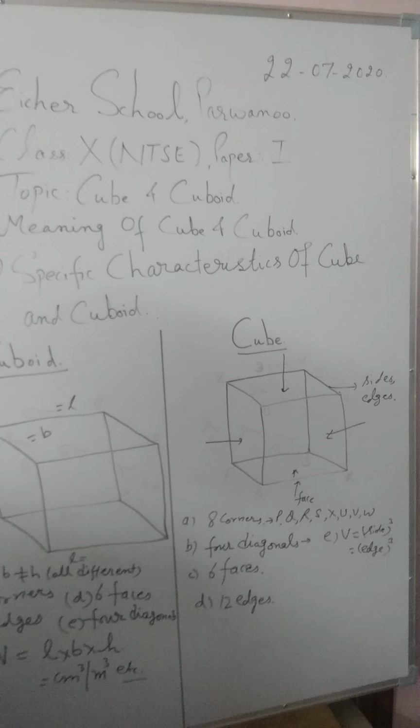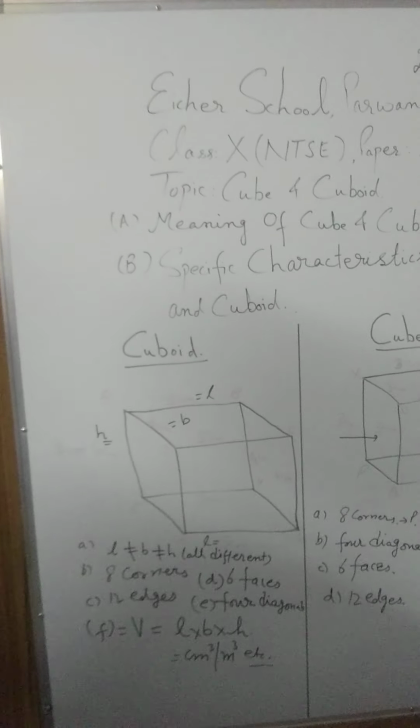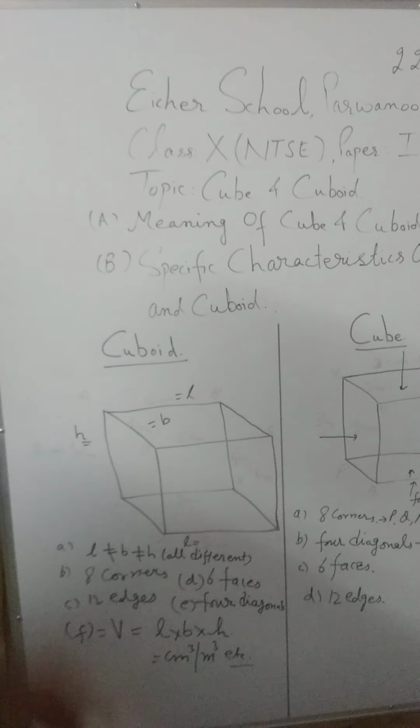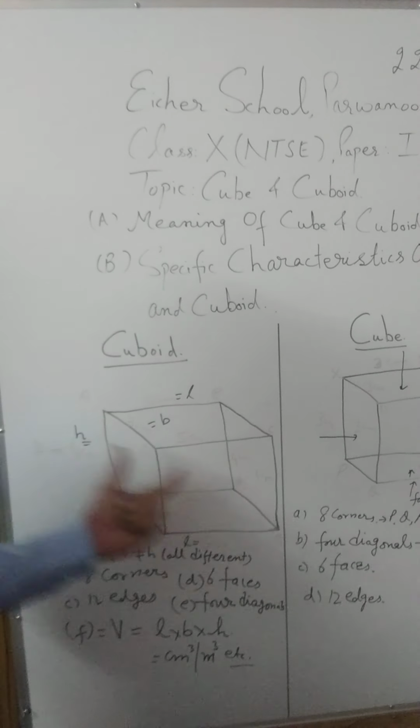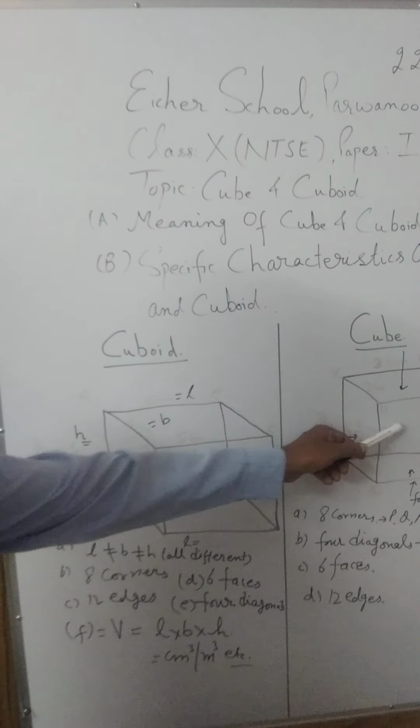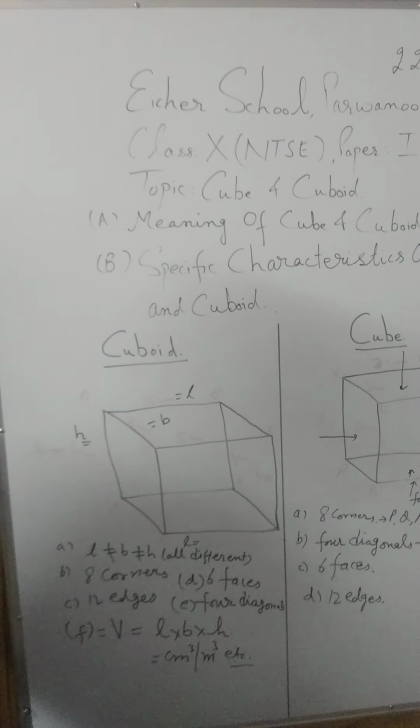Surface area is equal to 2 in bracket LB plus BH plus HL. Similarly, the area of the 4 walls of a room is 2H into (L plus B). So these are the two main concepts in three-dimensional objects, cube and cuboid, which are developed from the concept of square as well as from the rectangle.